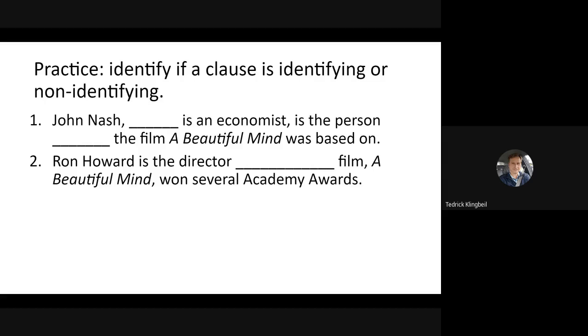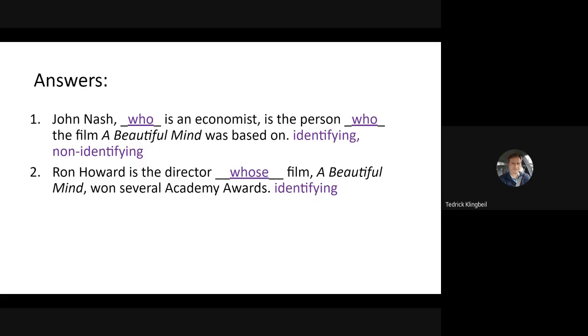Okay, here's another practice. Identify if a clause is identifying or non-identifying. Number 1, John Nash blank is an economist, is the person blank the film A Beautiful Mind was based on. Number 2, Ron Howard is the director blank film A Beautiful Mind won several Academy Awards. Go ahead and put it on pause and choose the right clause to write in the blanks. All right, let's look at the answers. John Nash, who is an economist, is the person who the film A Beautiful Mind was based on. So this has two clauses: one is identifying, one is non-identifying. Number 2, Ron Howard is the director whose film A Beautiful Mind won several Academy Awards. This is identifying.